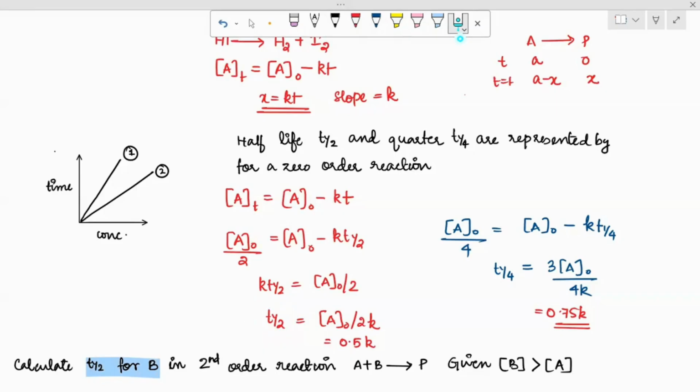Now we look into the graph. The slope of 1 is greater than 1 by 2. So 1 is going to be matching with T1 by 4 and 2 is going to be matching with T1 by 2. Okay? Yes, so that's it.